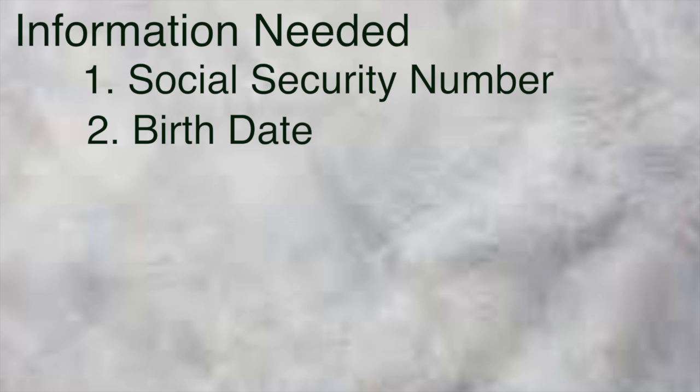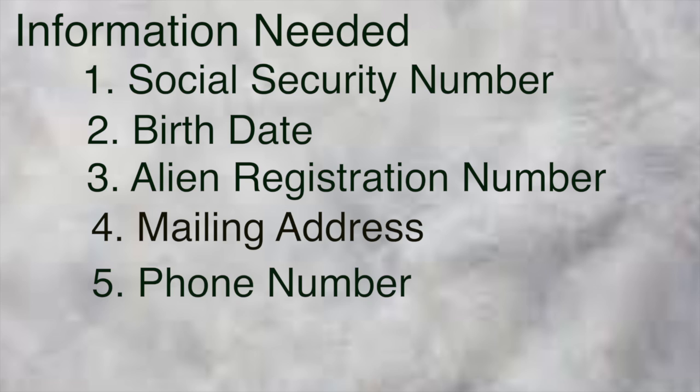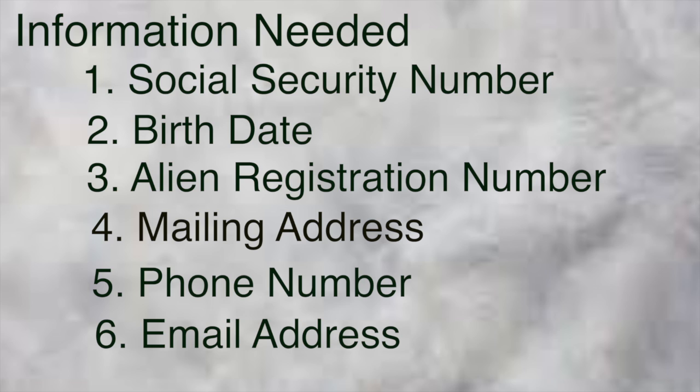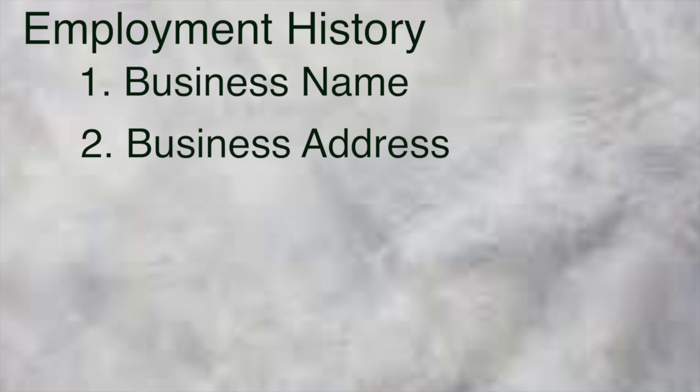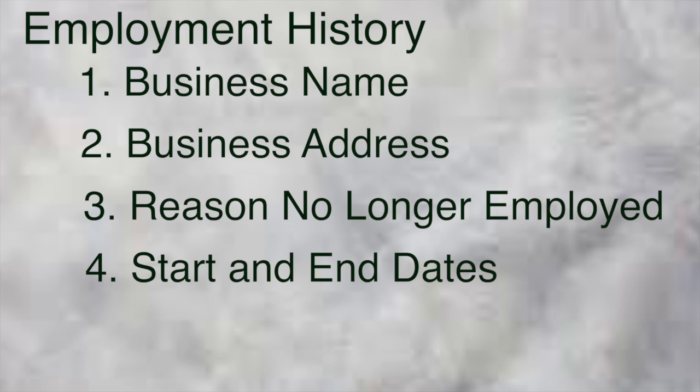Before you begin your application, you will need the following information: your Social Security number and birth date. If you are not a U.S. citizen, your alien registration number, your mailing address, your phone number, your email address. You will also need your employment history for the last 15 months, including the business name, business address, reason or reasons you are no longer working for the employer, start and end dates for all employment. If you have had multiple employers, you must provide this information for each of them.